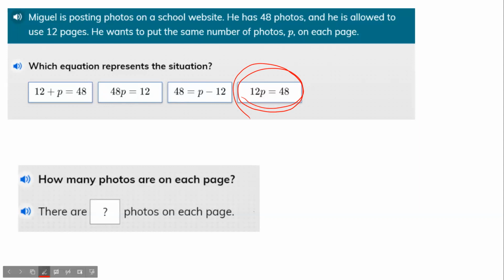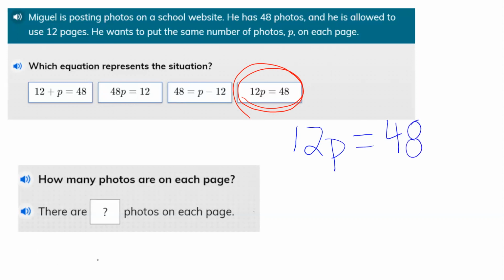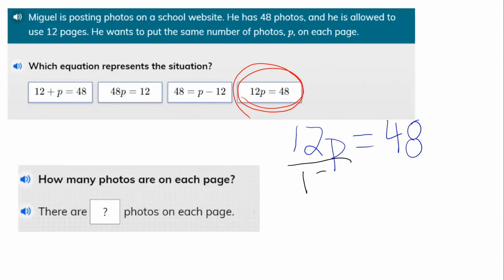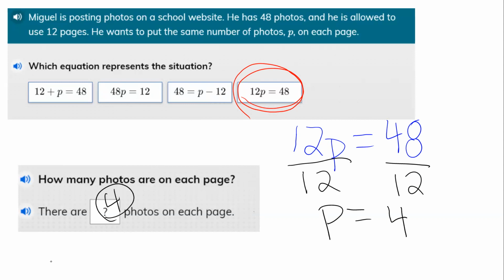So if we would use a working backwards strategy, right, to solve this equation, we could have just divided 48 by 12 and found out the number of photos, right? Well, that's the same way we're going to solve the equation. We're going to do the opposite of multiplication, which is division. Okay, and so P is equal to 4. So there are 4 photos on each page. How do we know we're right?